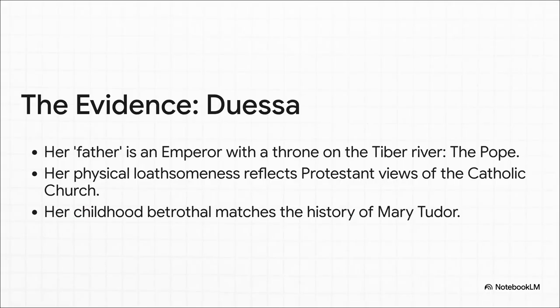And the clues just keep stacking up. It's amazing. Okay, so first, we've got her father, the Pope in Rome on the Tiber River. Check. Second, there's a part in the poem where her beautiful disguise is stripped away, and she's revealed as this hideous, foul creature, which is exactly how many Protestants saw the Catholic Church at the time.